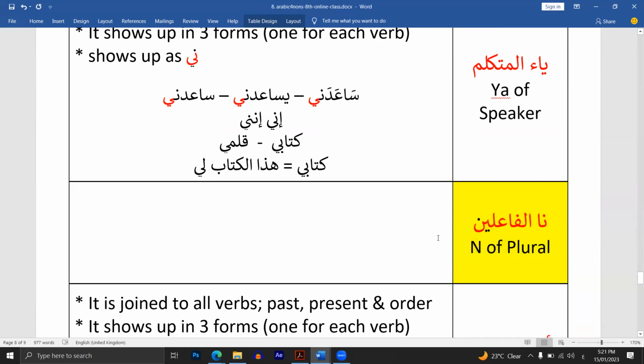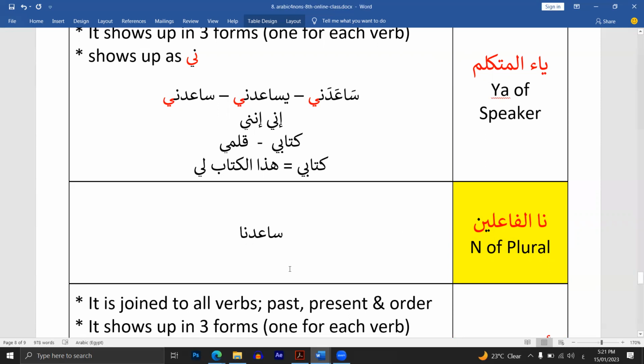Na al-fa'ilin. This one will also show up in the objective cases. We saw it with the subjective pronouns, but we will see it again in the objective pronouns. But this time, the context of the verb will determine whether it's subjective or objective. Let's use the same one.